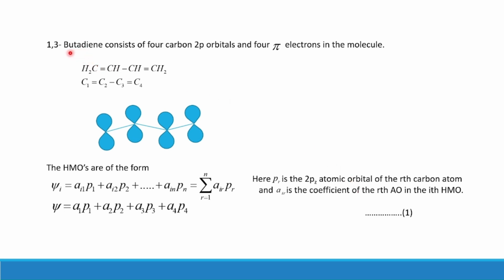So 1,3-butadiene, as you know, consists of 4 carbon 2p orbitals and 4 pi electrons in the molecule. The skeletal system may be represented as CH2 double bond CH single bond CH double bond CH2, that is, C1 double bond C2 single bond C3 double bond C4. You can see that the 4 carbon atoms are sp2 hybridized, and they have 2p orbitals and 4 pi electrons. If we look at the structure of this system, it is not a planar one, as we know.